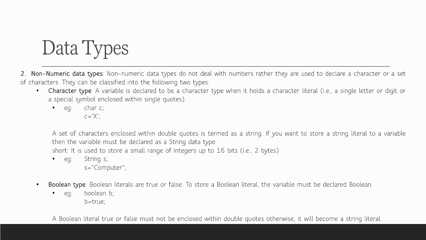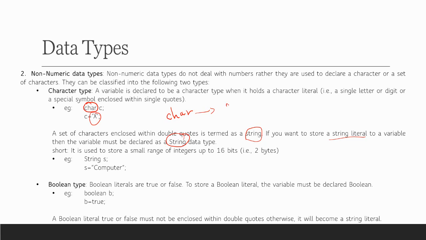A variable is said to be a character type when it holds a character literal, that is, a single letter or a digit, or even a special symbol enclosed within single quotes. A set of characters enclosed within double quotes is termed as a string, as I have already told you. If you want to store a string literal to a variable, then the variable must be declared as a string data type. The keyword of the data type which stores characters is char, as you can see here.